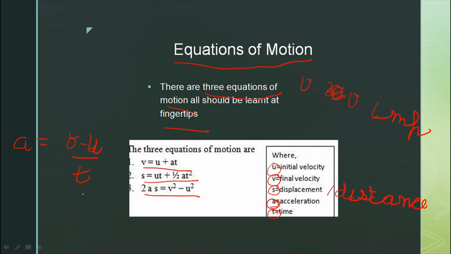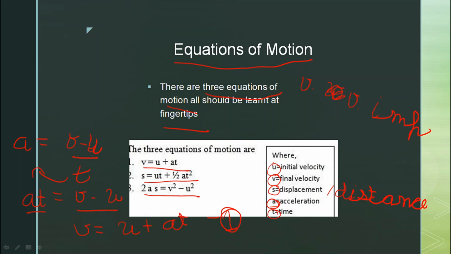Okay. So and then we will take this t there, so it will become at equal to v minus u, change in velocity equal to acceleration into time. So here v will become u plus at, and this is your first equation of motion.